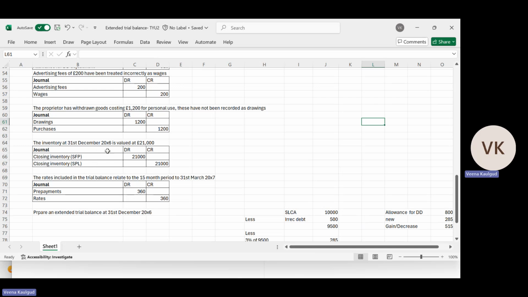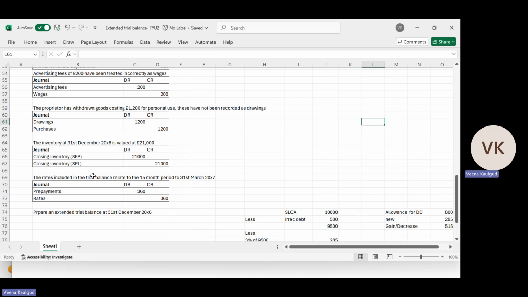So if it is valued at 21,000, the closing inventory, which is sitting in my warehouse unsold, is classed as an asset, and hence it is debited to the statement of financial position. Because it is sitting in my warehouse, I have to rectify my accounts. I had taken the opening inventory in the beginning, then I added to that. I purchased a few things.